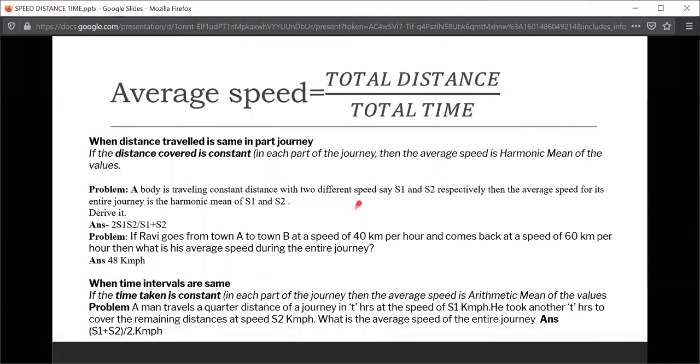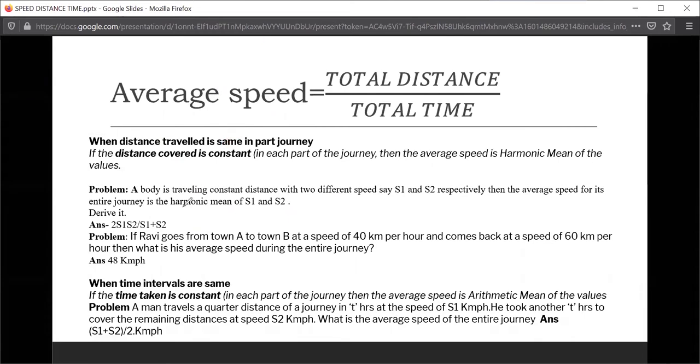Average speed. In the case of average speed, the universal formula is total distance by total time. Now, two things to remember here. When the distance covered is constant, then simply you can calculate the harmonic mean of the values.